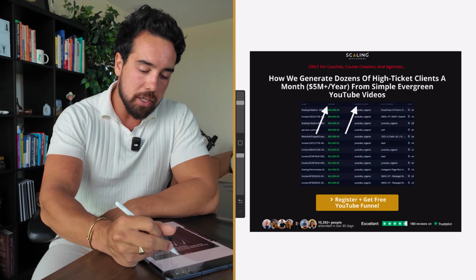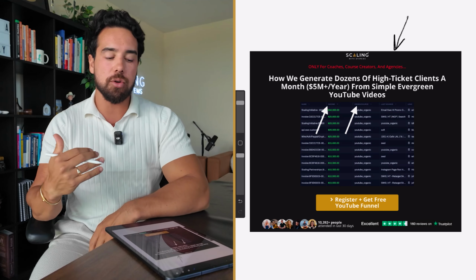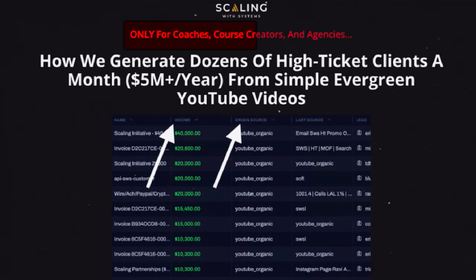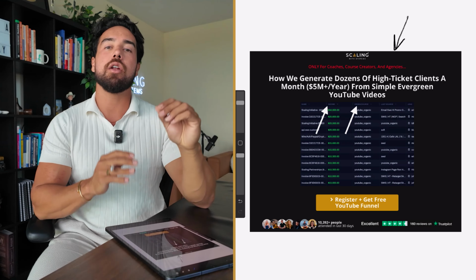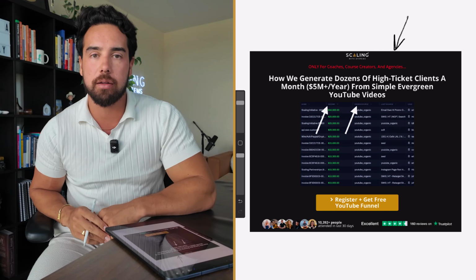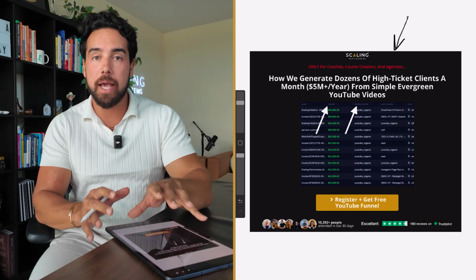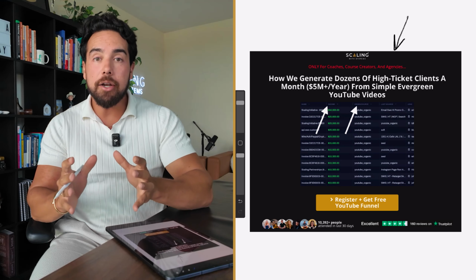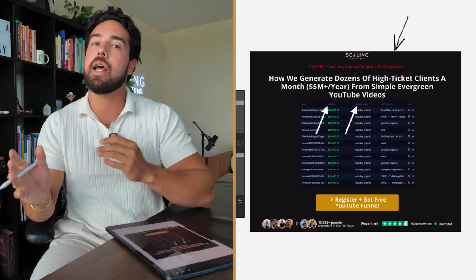Now, let me walk through what that qualification stage can actually look like inside of a funnel. So first of all, the obvious one is making sure that you are calling out your ideal avatar in your marketing messaging. This is an example of one of our funnels here, but as you can see, I say only for coaches, course creators, and agencies. I actually even tested a version of this where I said only for coaches, course creators, and agencies making over $10,000 a month. By having this at the top of the page, at the top of the funnel, I know that I'm going to have more quality leads than I would otherwise.